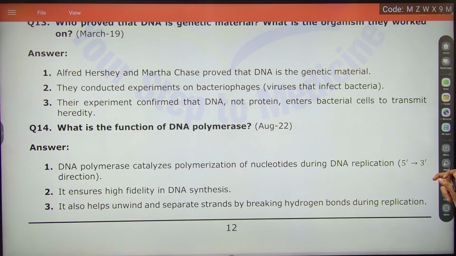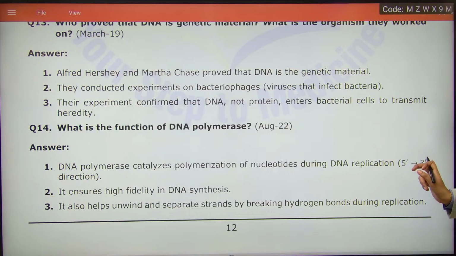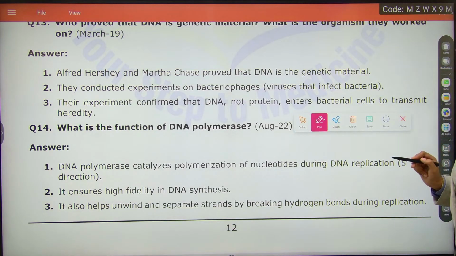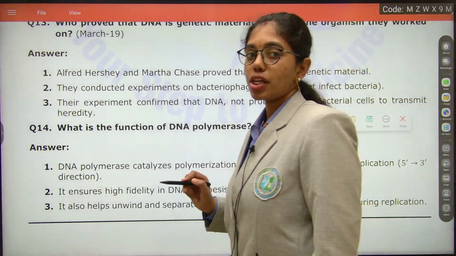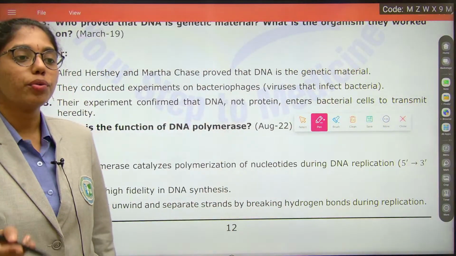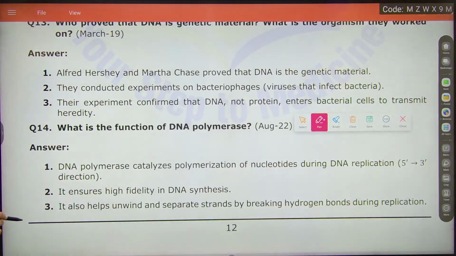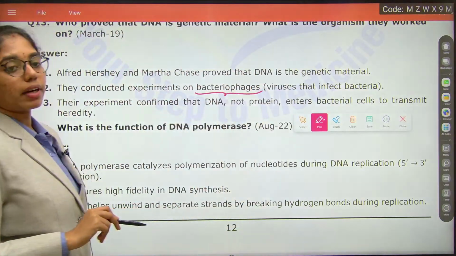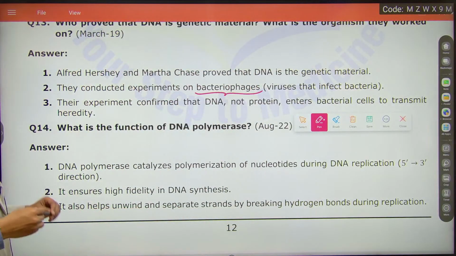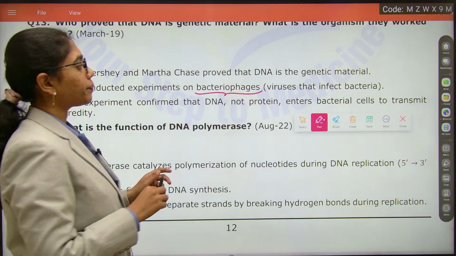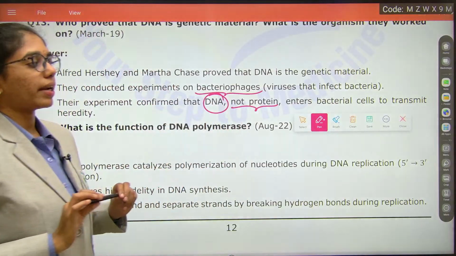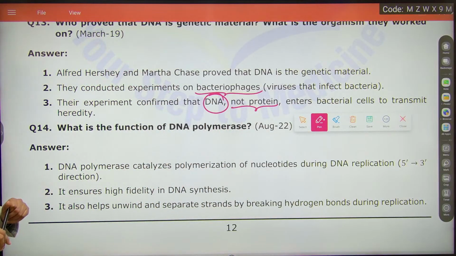Alfred Hershey and Martha Chase proved that DNA is the genetic material. Who proved that DNA is the genetic material? It is the Hershey and Chase experiment which unequivocally proved it. They conducted experiments on bacteriophages. Their experiments confirmed that DNA, not protein, enters the bacterial cells to transmit heredity.